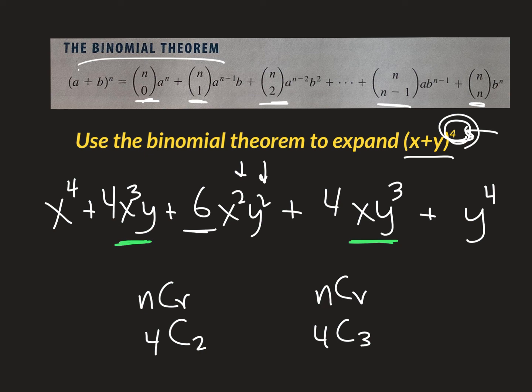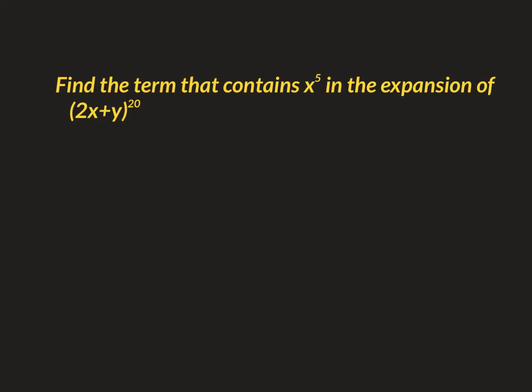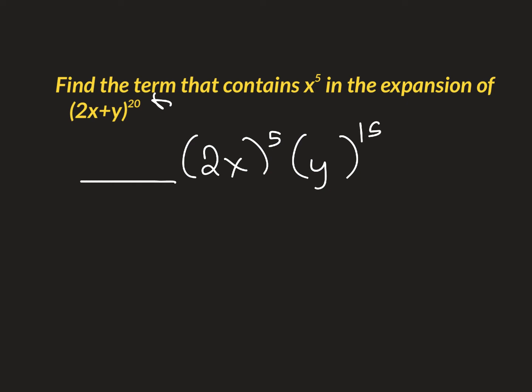Most of these are going to be 1 line, 2 lines at the most to solve, to expand these things. All right, find the term that contains x to the 5th in the expansion. Okay, they don't want you to work it all out till you get x to the 5th. They just want you to find the one term. So here's what I know. If it's going to be x to the 5th, it's going to be 2x to the 5th. The y, remember the exponents must add up to the main exponent, so it's got to be y to the 15th. What I need to know is what's the coefficient right there that's going to go in front.